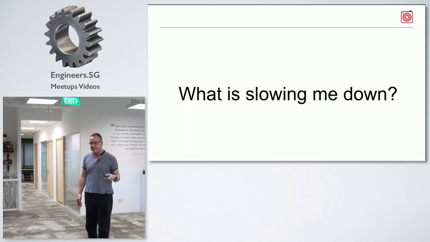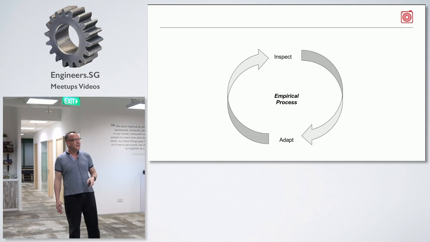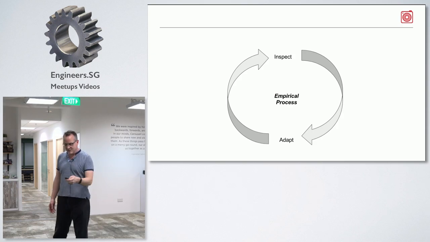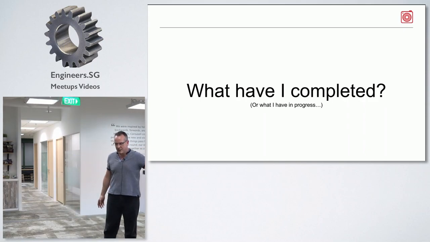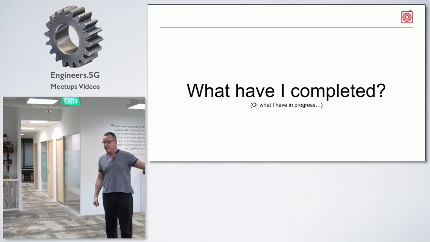So going back, inspection, adaptation. Key: inspect, adapt. Do you see how each one of these steps is tied to this? This is inspection. And if people are not making progress here, then we need to adapt.